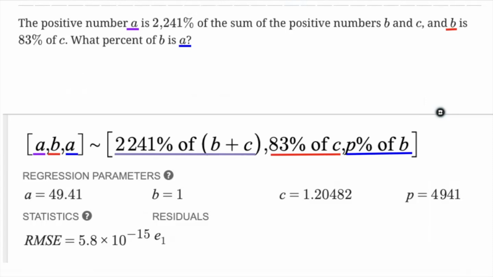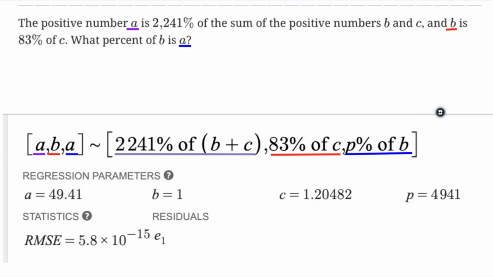And then the next slot is what I'm calling it. I have B is 83% of C. So on the left side, I have B, and I've marked it out in red. And then on the right side, I have 83% of C. Notice I'm dividing things up with commas.